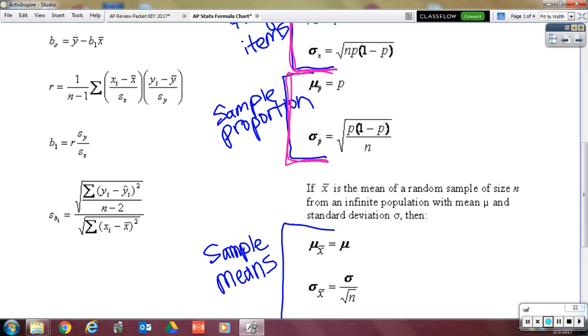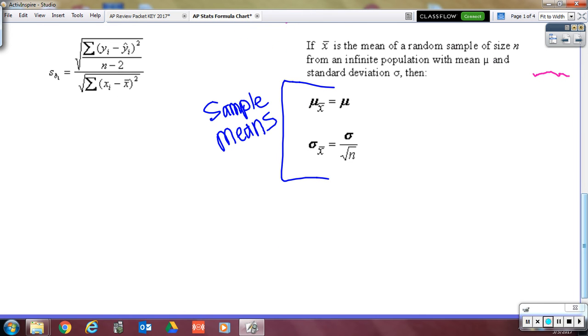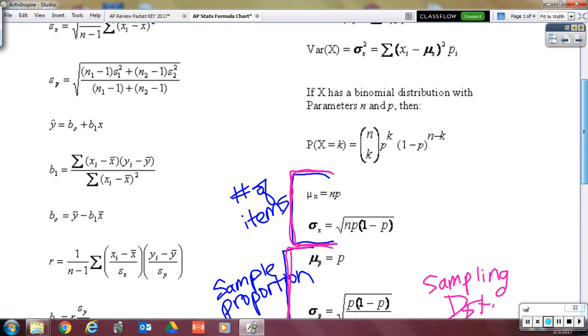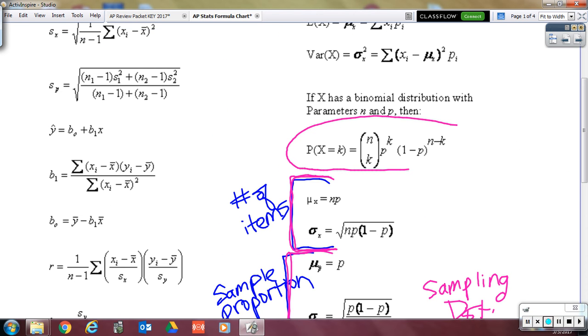These are in the sampling distribution. And then down here, this is the mean and standard deviation for the sampling distribution of sample means. And I hope you also know your sample size requirements for normality. Let's make sure you understand what all these little things are.